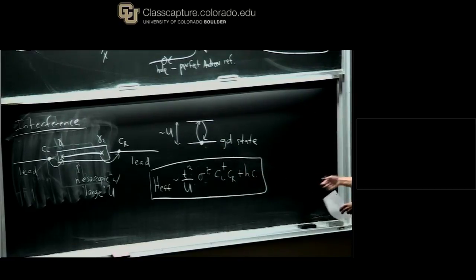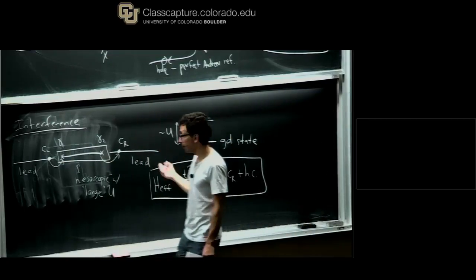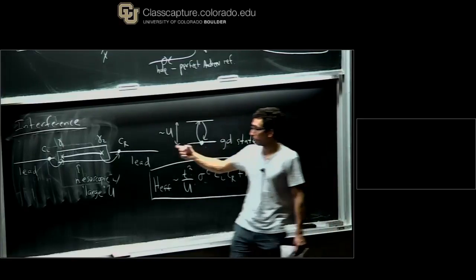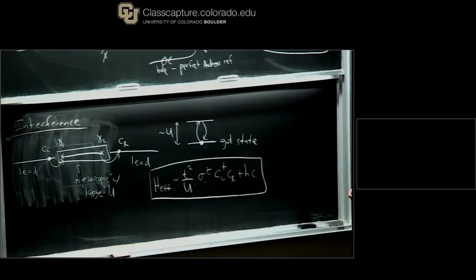All right, so what the presence of sigma z tells us is that the electrons, when they make their way from here to here, pick up a phase which depends on the occupation number that I want to read out, the sigma z variable. So there's a phase that I want to read out.